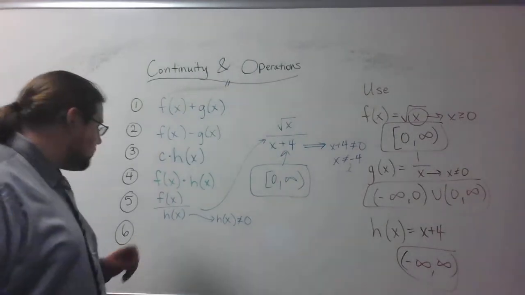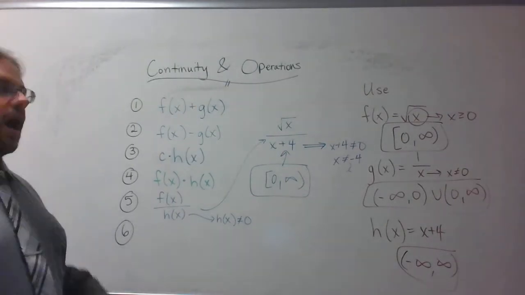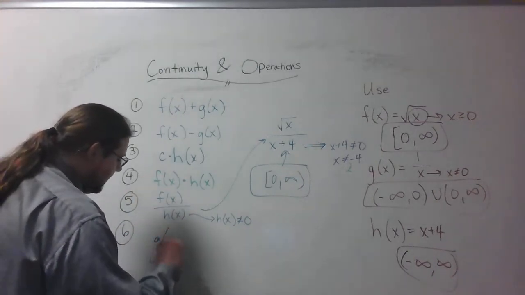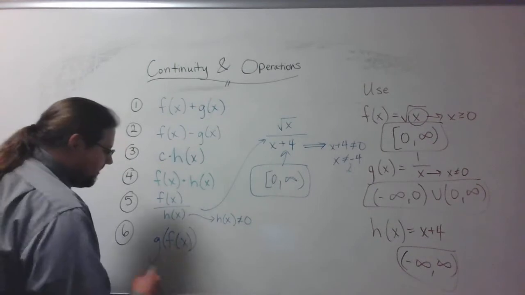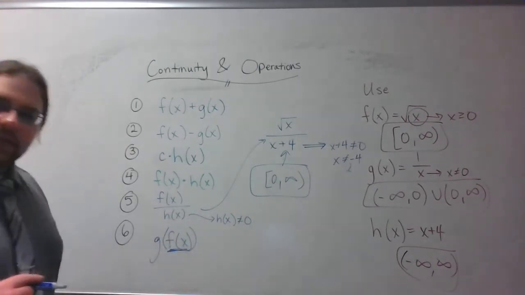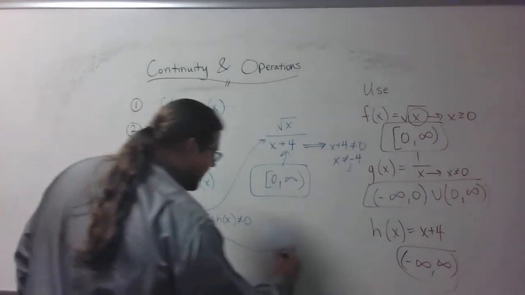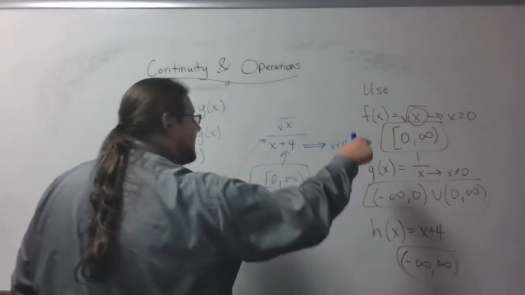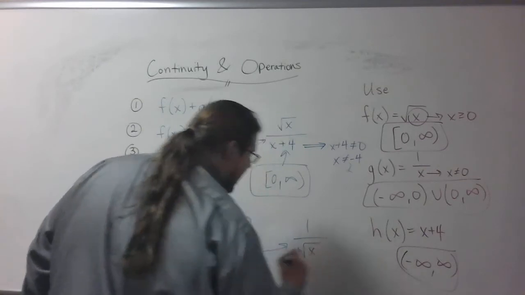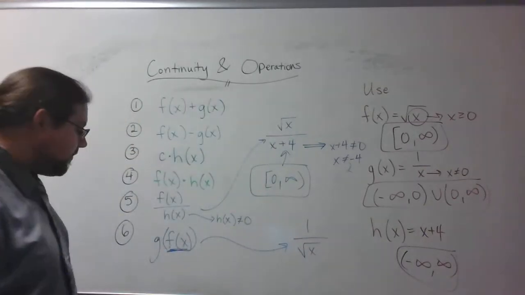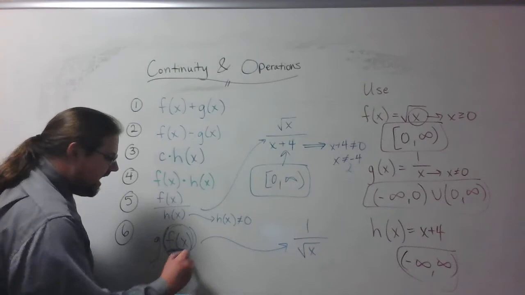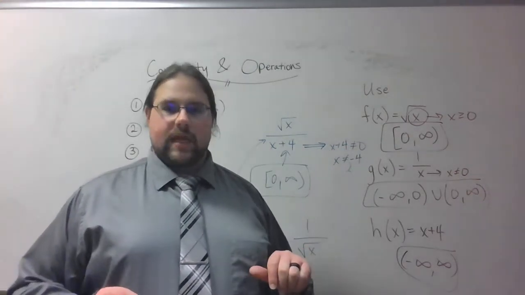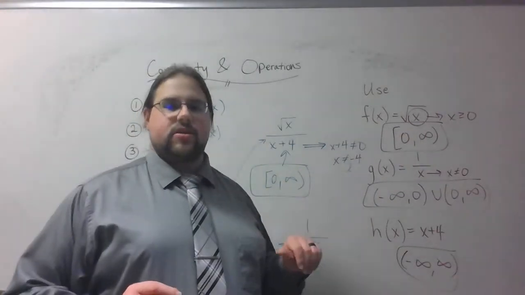All right. The last one I'm going to talk about is, what about composition? Let me talk about composition. I'm going to compose g of f of x. What that means is I'm going to plug f into g of x. That means I'm going to take g, which is 1 over x, and plug in the square root of x. Now, I have to first consider what the domain of f is. The domain of f is anything 0 to infinity. That's where it's continuous.